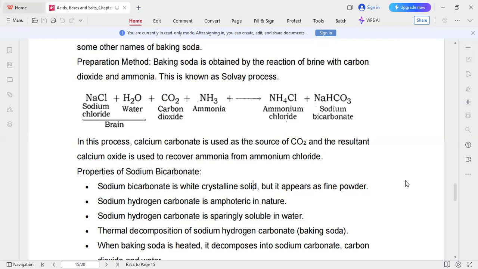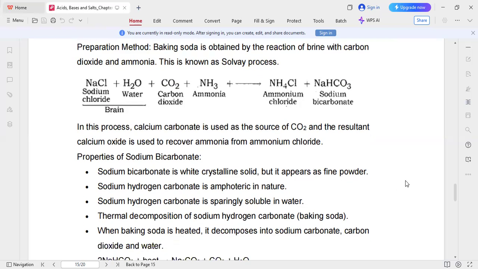When we talk about the properties of baking soda, children, see here. First property, sodium bicarbonate is a white crystalline solid, but it appears as a fine powder. Is it clear? Second one, sodium hydrogen carbonate is amphoteric in nature. Amphoteric in the sense it behaves as acidic as well as basic. Next, sodium hydrogen carbonate is sparingly soluble in water, children.